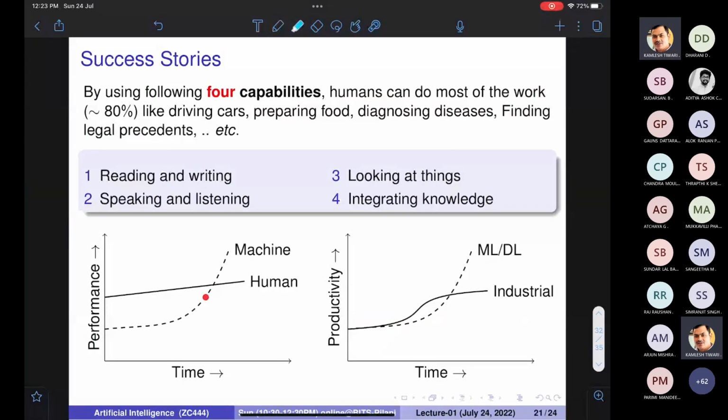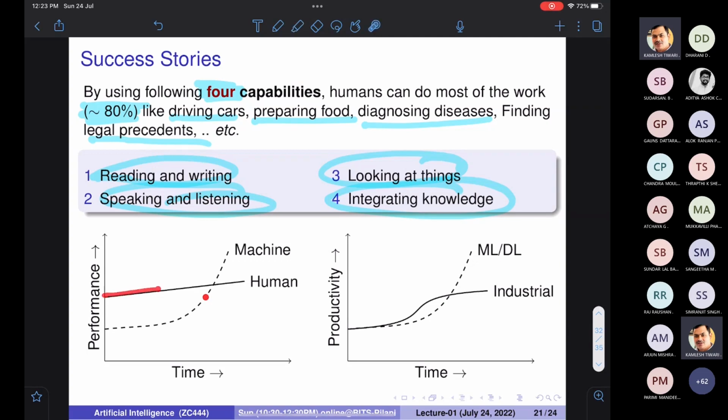Ultimately four capabilities are needed: reading and writing, speaking and listening, looking at things, and integrating knowledge. If these four capabilities are there, then 80% of the tasks people do these days, such as driving a car, preparing food, diagnosing diseases, etc., can be done. Human capability is also increasing, but at a slight rate, while machine intelligence is increasing very fast. Nowadays we are somewhere near here, about to cross this particular place. Very soon this can happen.